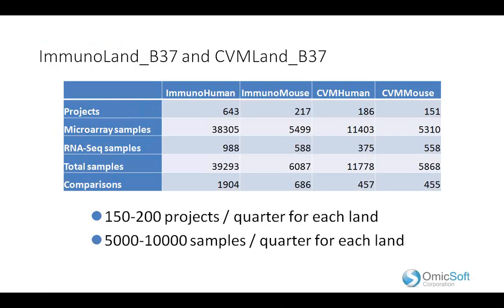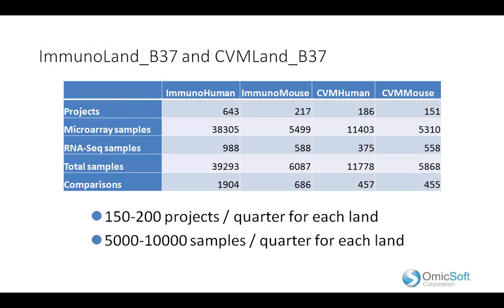For CVMLand, we did this release at the end of last year. At that time, the project count was still limited, but in the recent quarter we pretty much tripled the number of projects we had in the previous release. So we added more than 10,000 samples into CVMLand, and right now the product has close to 17,000 samples. Generally, we can process probably 150 to 200 projects per quarter for each Land.